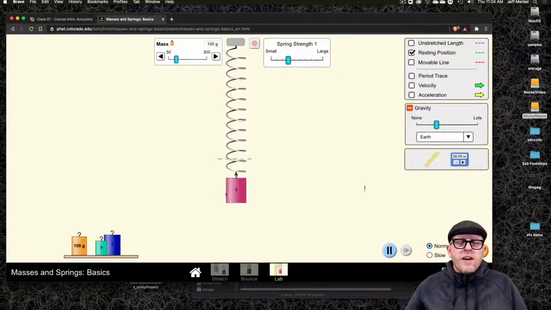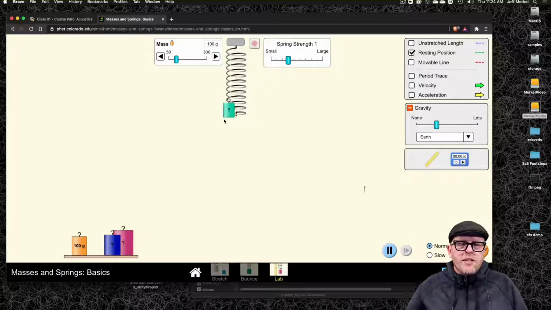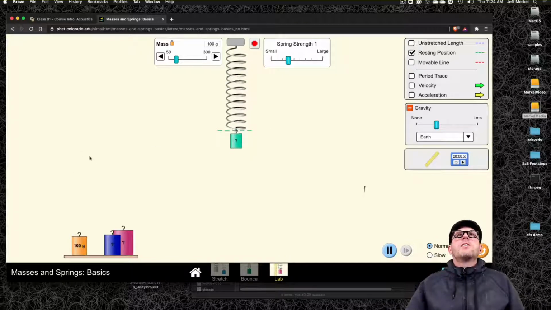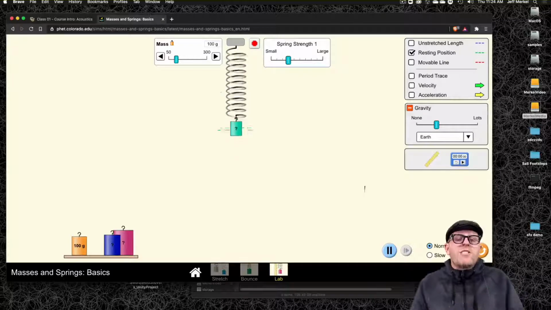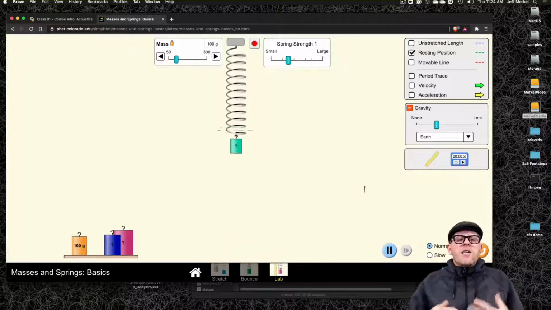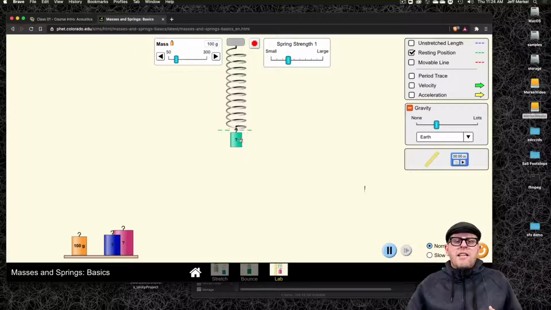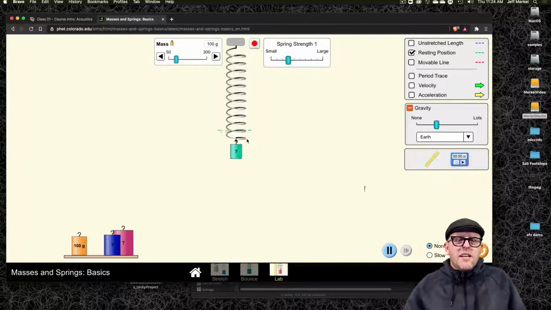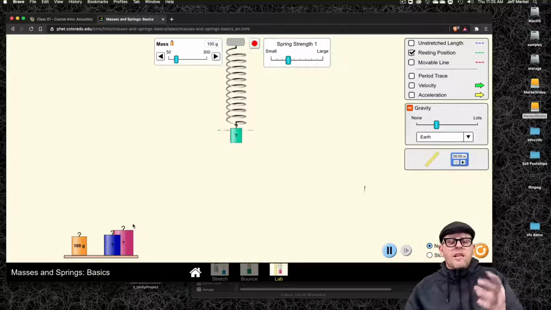So if I pull this off and go to a tiny weight, boom, boom, boom, boom, boom, it's moving faster. If I keep the spring the same and I make the system lighter, it's going to be moving back and forth faster. So we saw that with the heavier weight, it goes lower, and with the lighter weight, it goes faster.